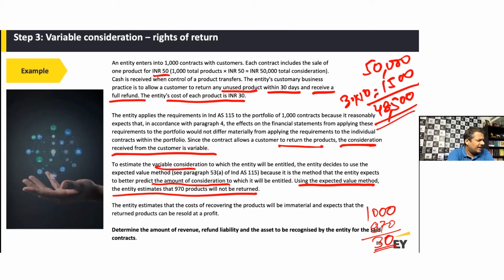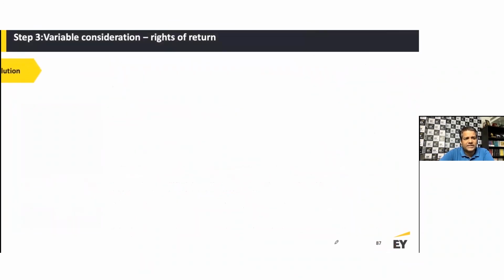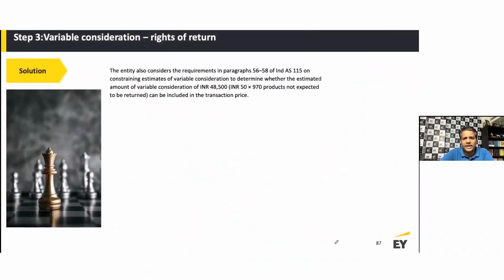So if it is 30 rupees in this example, then I'm going to record it. Where is it, right? The entity's customary business practice, and so on. 1,000 contracts, and since the contract consideration from the customer is variable, using the expected value methodology with respect to 970 that will not be returned. It's a sort of profit, right? So how much do I need to record? Let's look at this from a solutioning perspective.